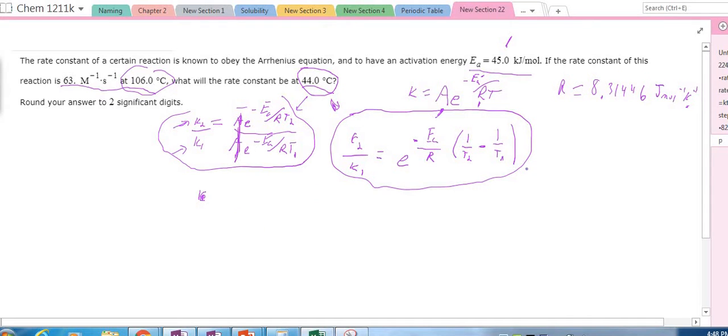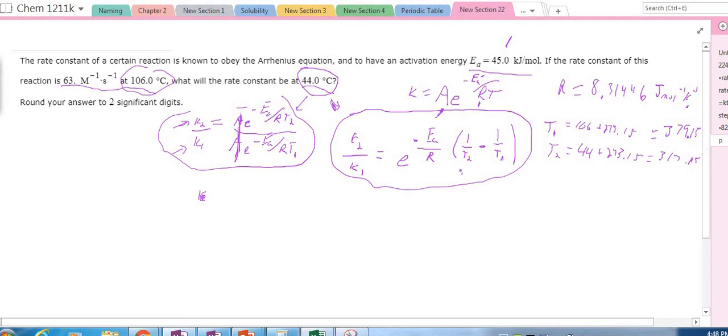Okay, so now let's go ahead and convert our temperatures from Celsius into Kelvin. T1 is going to equal 106 plus 273.15, and that is going to equal 379.15. So 379.15. T2 is going to equal 44 plus 273.15, and so that is going to equal 317.15. So 317.15.